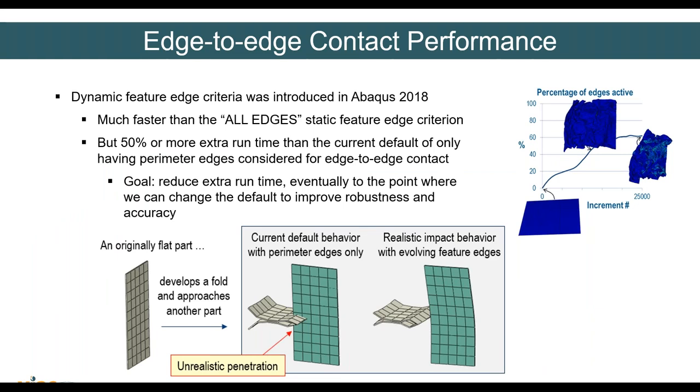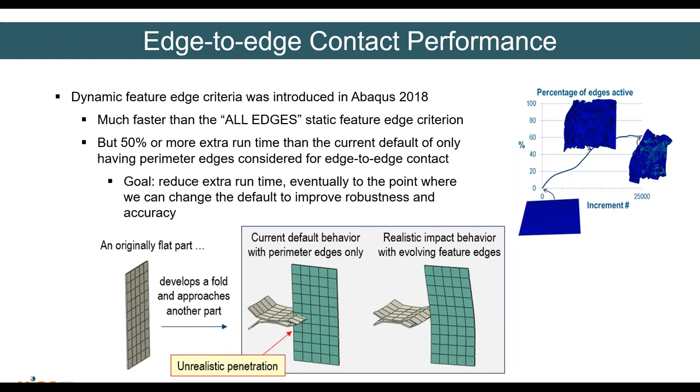And here what we have is edge-to-edge contact performance. Many times, specifically in Abaqus Explicit, it is very important to capture contact for edges. So recently, in 2018, we introduced the dynamic feature edge criteria.